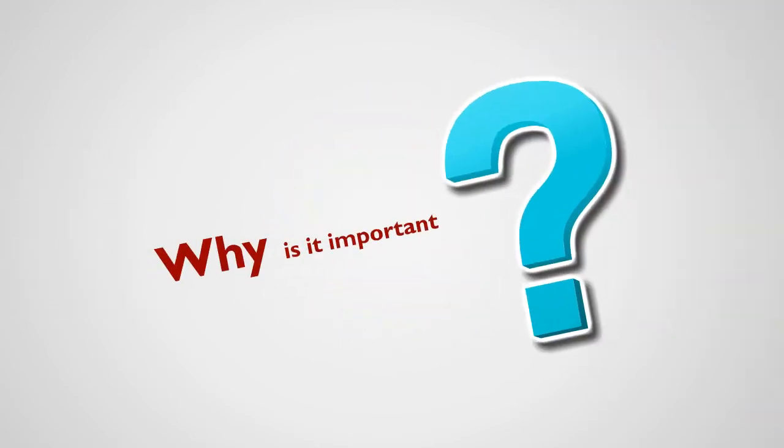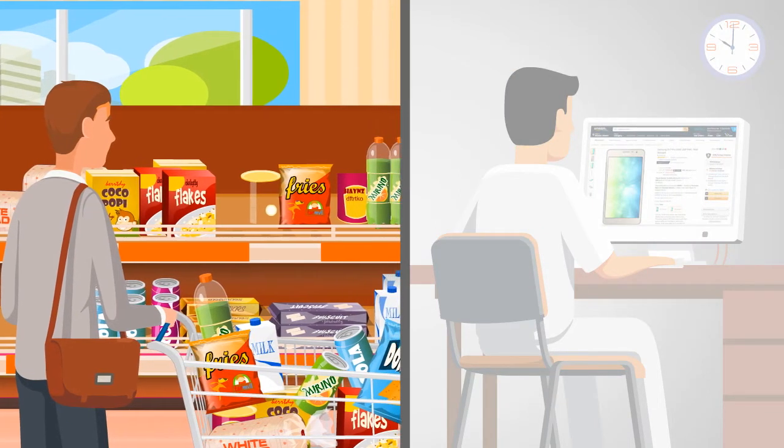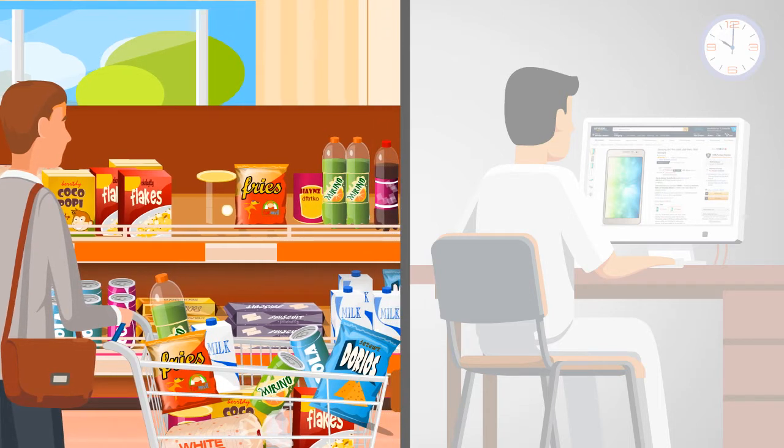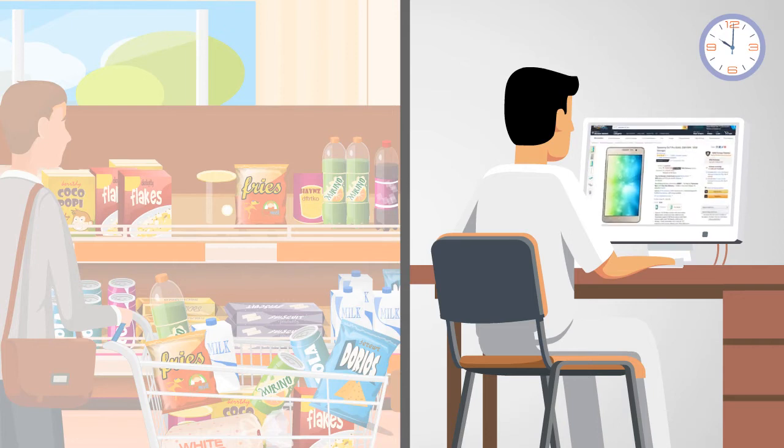Why is it important? When the customer buys a product at a physical store, they can see the product, touch and feel it, and then decide. In online shopping, there is a way to showcase the product so that the customer gets a similar experience to seeing it in person. This is what the detail page can help you do.